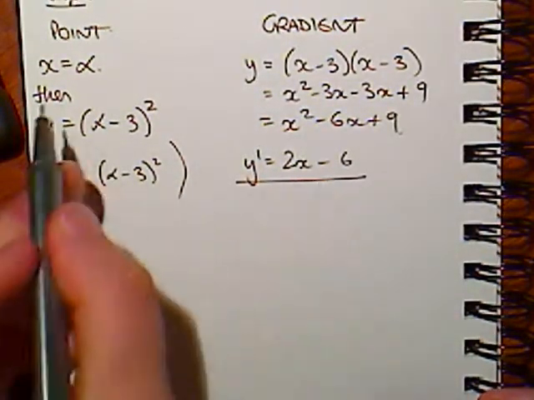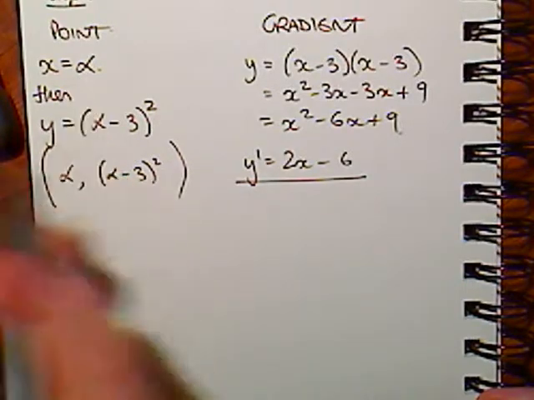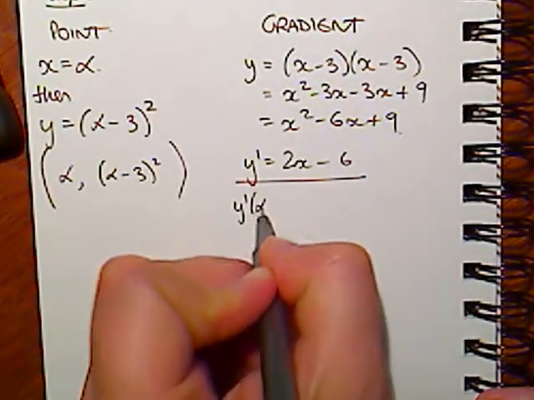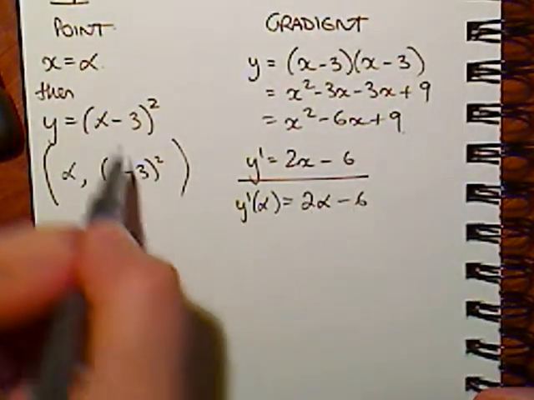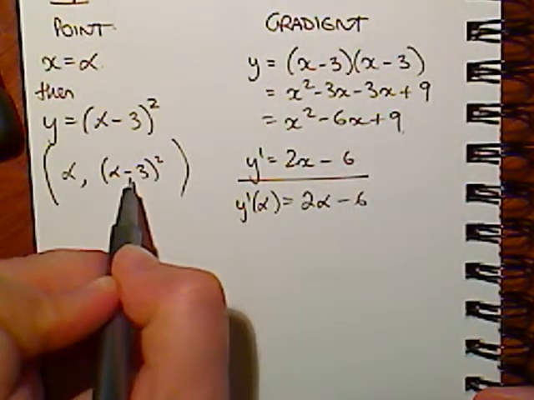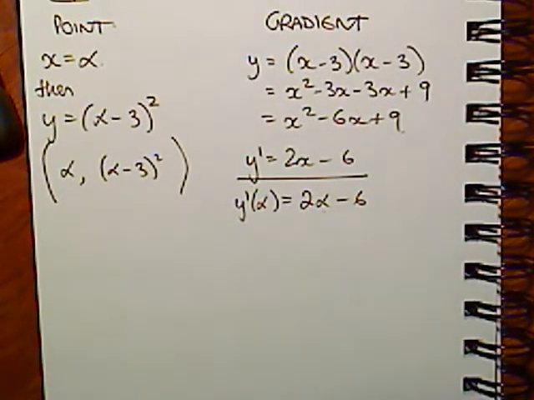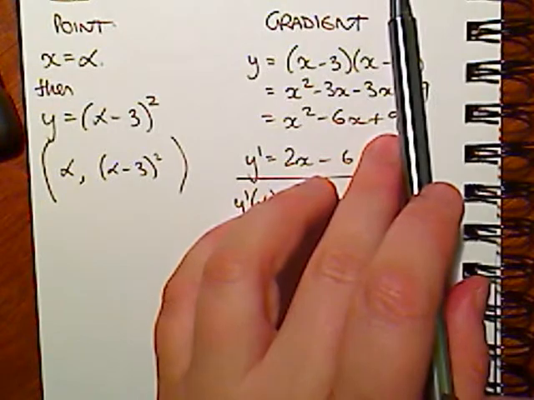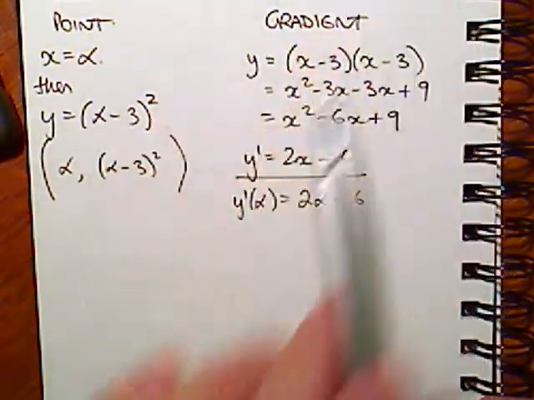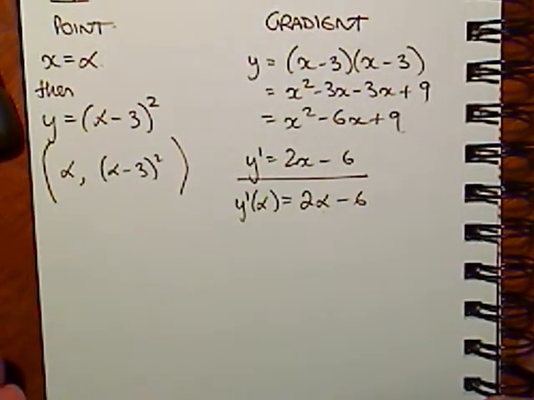I want the gradient at this point. So y dash of alpha is 2 alpha minus 6. Again, we've got lots of algebraic references: alpha, alpha minus 3, and 2 alpha minus 6. It just means then we'll have a nice generic formula for the tangent of anywhere on this curve, and we'll be able to find it anywhere we like.